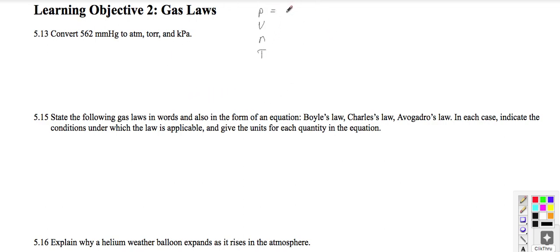Pressure, just like length, can be measured in a variety of different ways. We can measure pressure in atmospheres. We can measure it in millimeters of mercury. We can measure it in torr, and we can measure it in kilopascals.